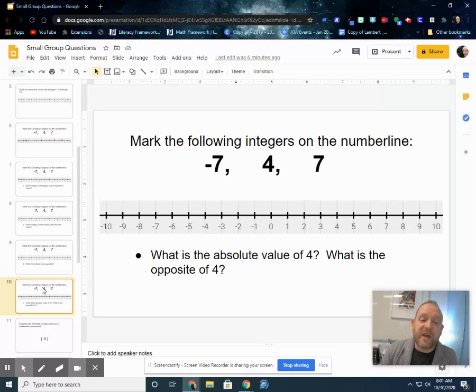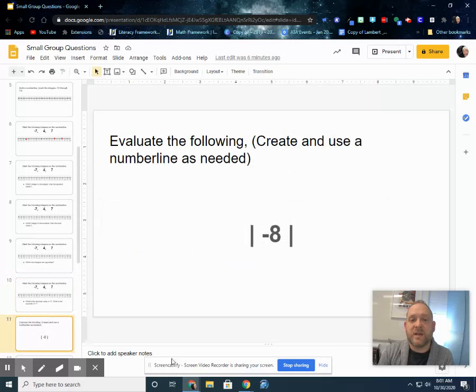But remember, this is all because of the absolute value of the integer. All right, evaluate the following and create a number line if you need to. So we have this weird looking expression. If you did not know, the two straight lines on either side of this negative 8, that stands for the absolute value of. If we're writing it out as an expression, we don't have to write out the words absolute value of. We can just put these lines around the outside of our integer. So we're looking for the absolute value of negative 8.